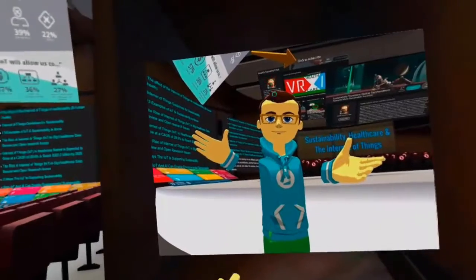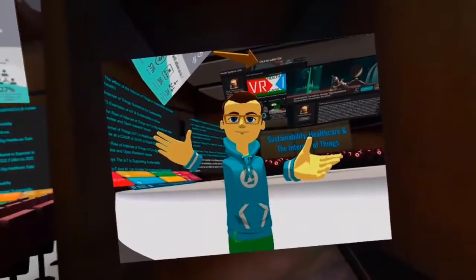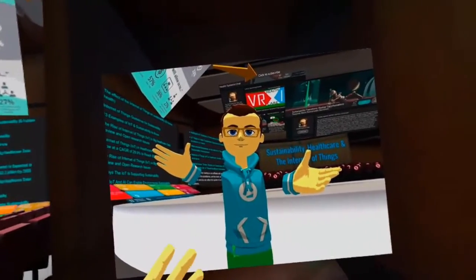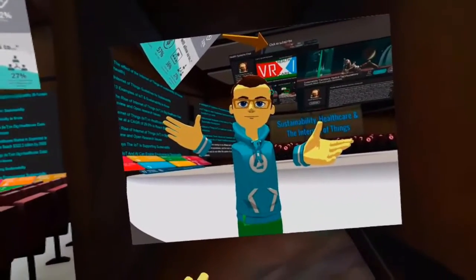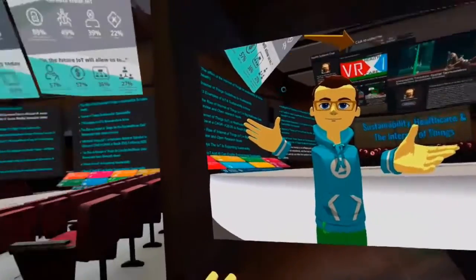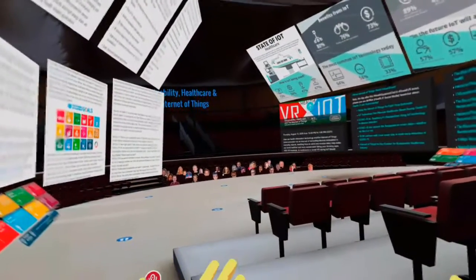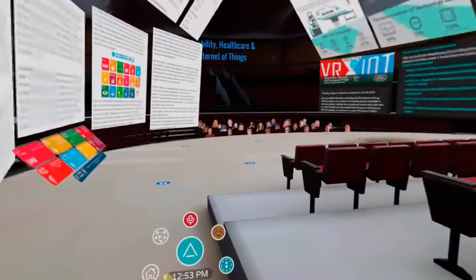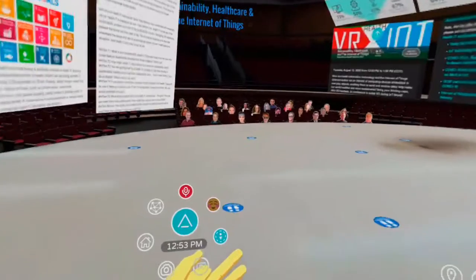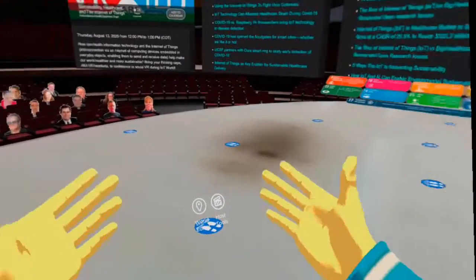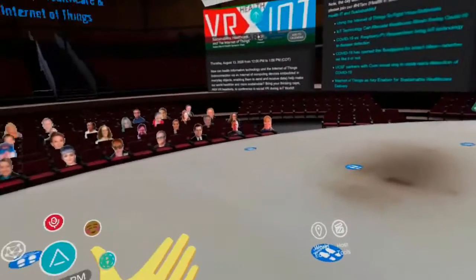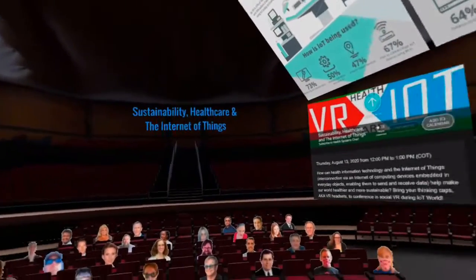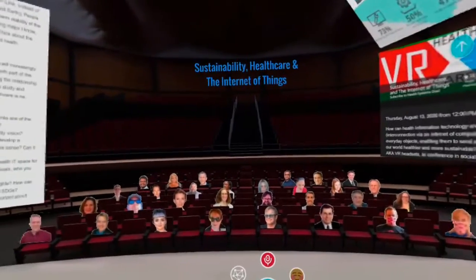And this is a special health systems chat in social VR the day before our Health IT social media tweet chat about health IT and sustainability. Because this event is about sustainability, healthcare, and the Internet of Things. So in a few minutes, other folks wearing virtual reality headsets will show up and we'll see their social VR avatars in this auditorium. It's a music concert hall that we borrowed from the local music school.